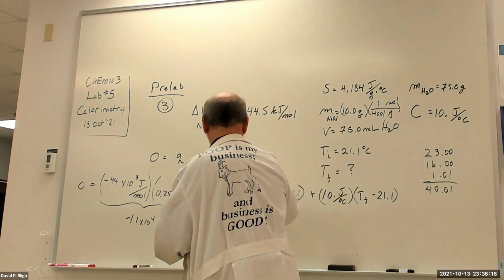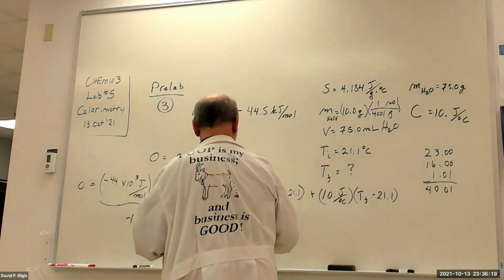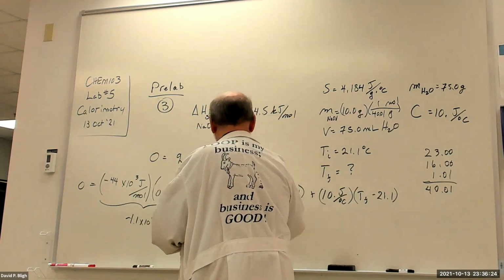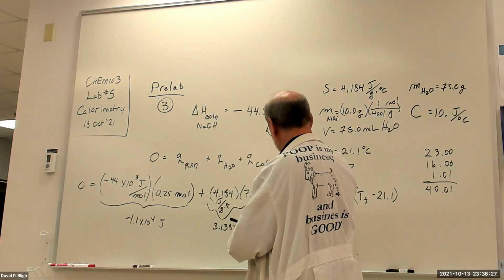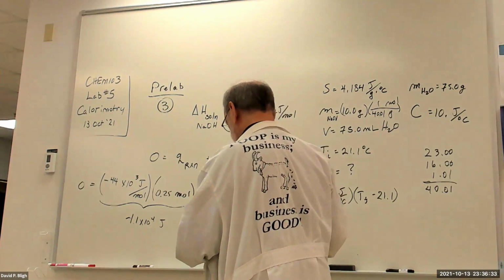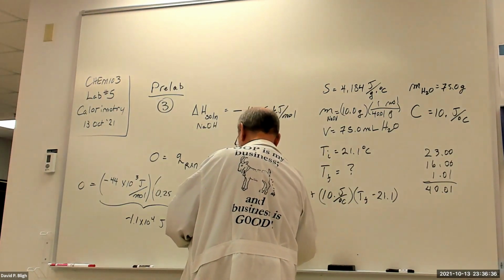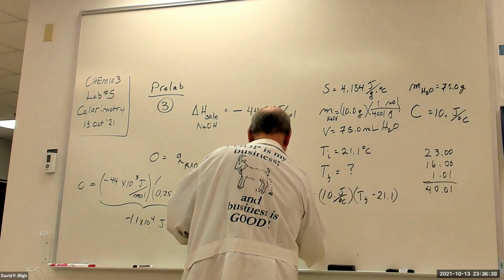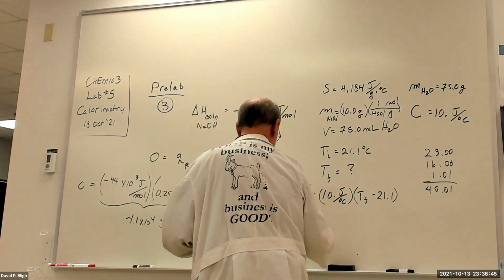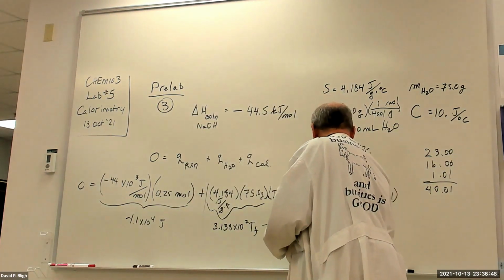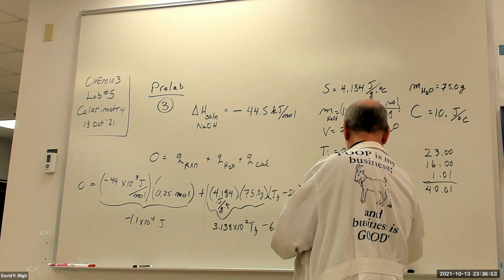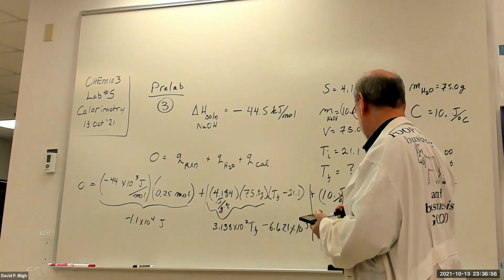And then if we expand this one, we're going to have 3.138 times TF minus 3.138 times 10 squared times minus 21.1, which is 6.621 times 10 to the 3rd. Okay, so that's this group here. And this one is 10 TF minus 211. Okay, so far so good.